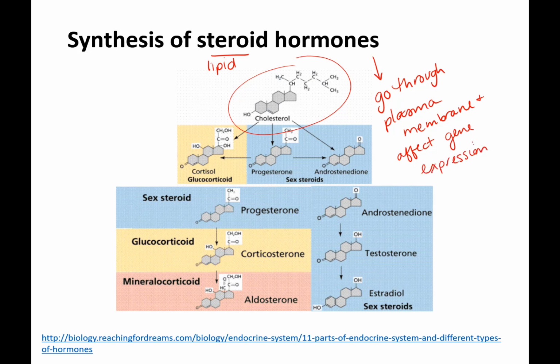So that's how things like testosterone and estrogen physically affect you, is that they turn on certain genes that are going to do things to cells, that are going to do things to tissues. So sex steroids, we know there's a lot of male and female hormones, stress hormones, really important in carbohydrate metabolism.